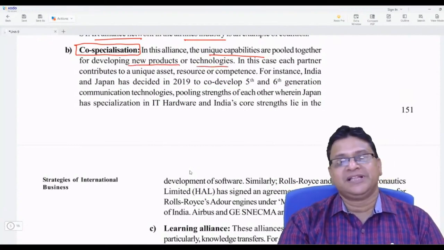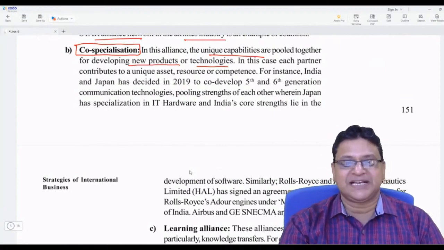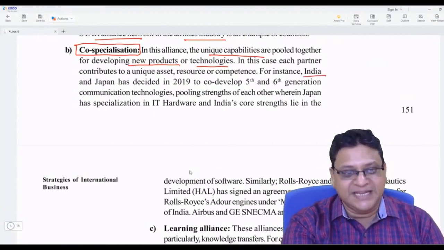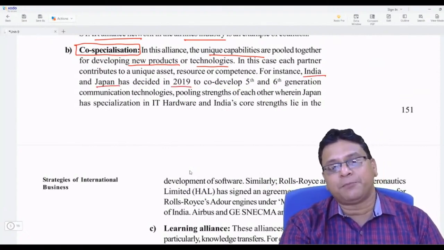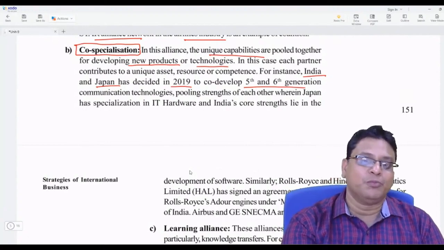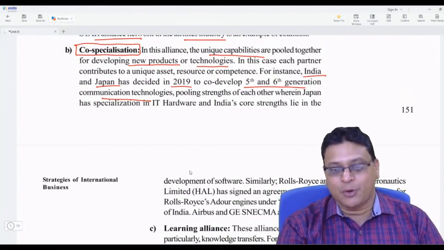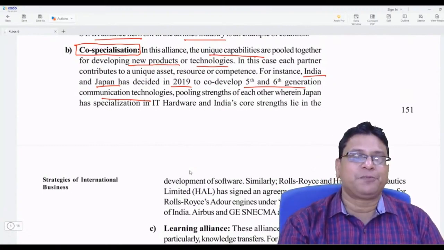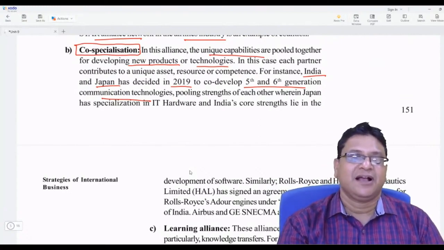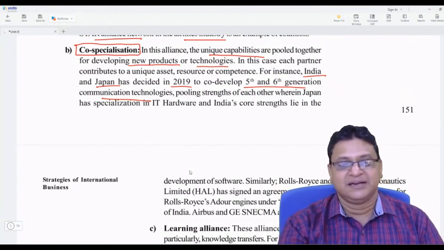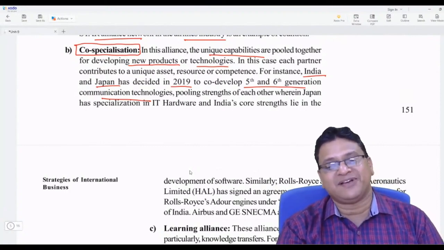Let's take an example. There is a co-specialization alliance between Indian companies and Chinese company. Indian government and Chinese government and Japanese government decided in 2019 to co-develop 5th and 6th generation communication technology, where India will provide software and Japan will provide hardware, because Japan has competitive advantage in communication hardware devices, and India has competitive advantage in communication software devices.